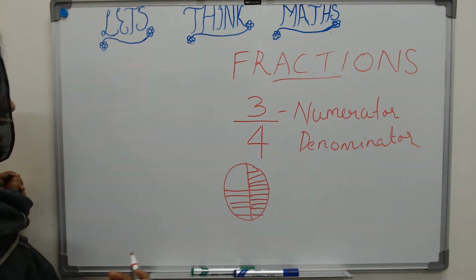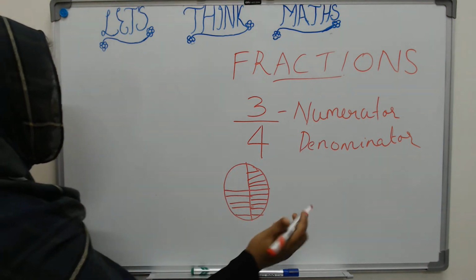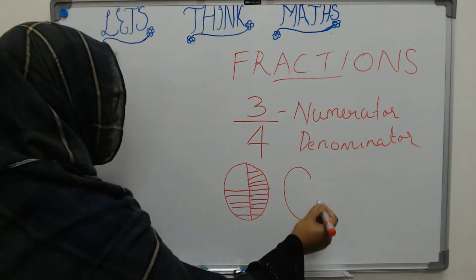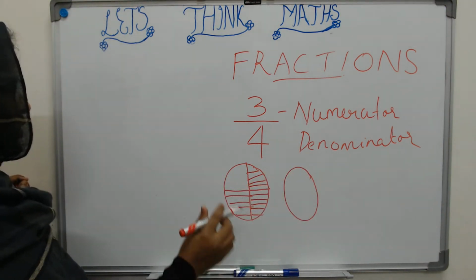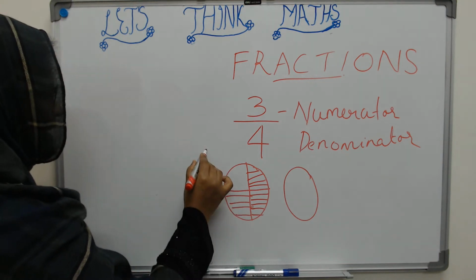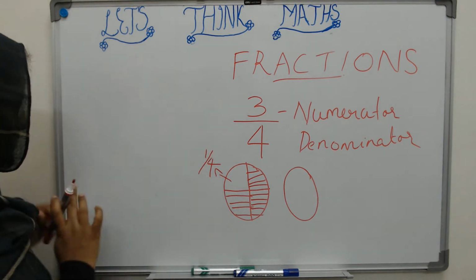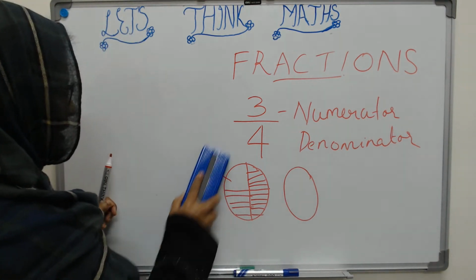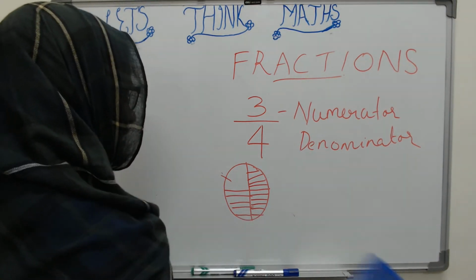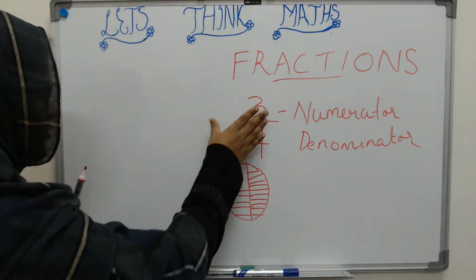Then what do I have left with me? Do not say 1 because 1 would mean one whole cake. That is not what I have. What I have is 1 by 4. Again a fraction. Now this is the pictorial depiction of 3 by 4.